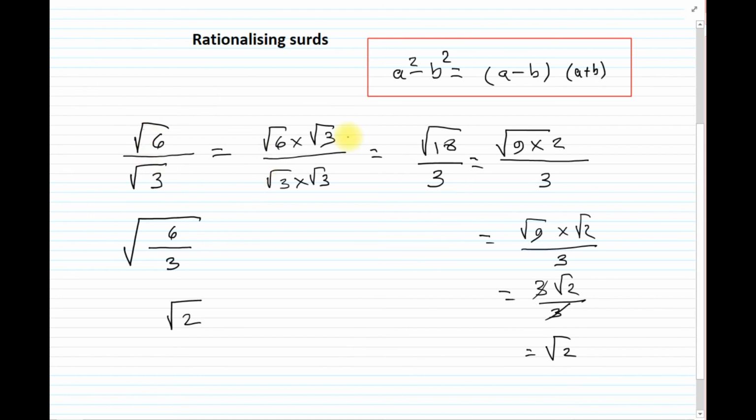So the reason I wanted to highlight this example was to see that if we end up with a square root in the numerator, with a number that can be factorized, we have to check to see if there is a square factor that can come outside the square root.